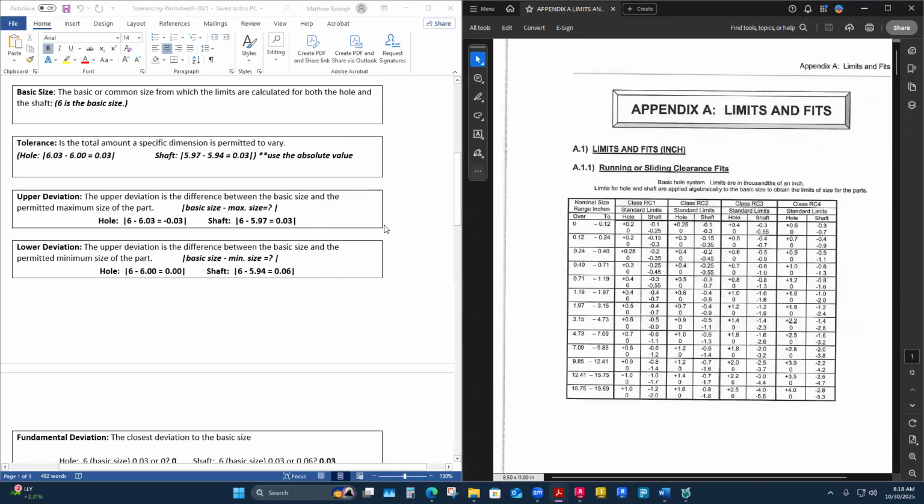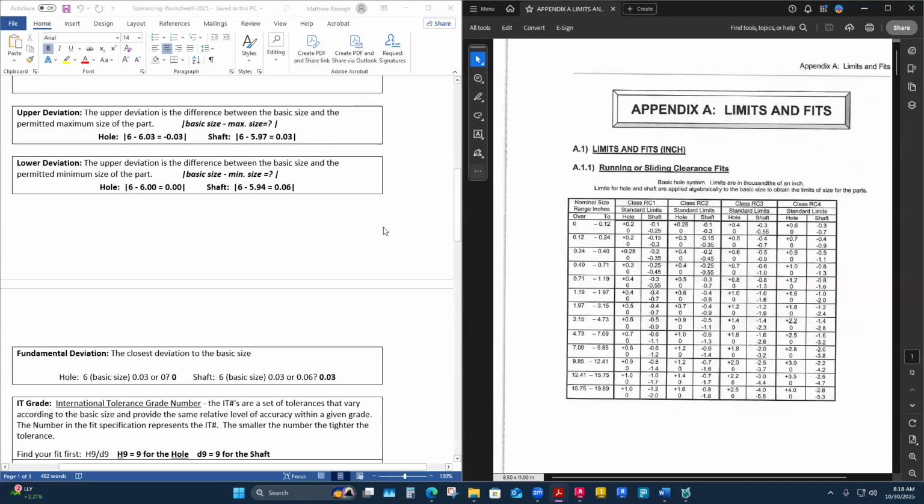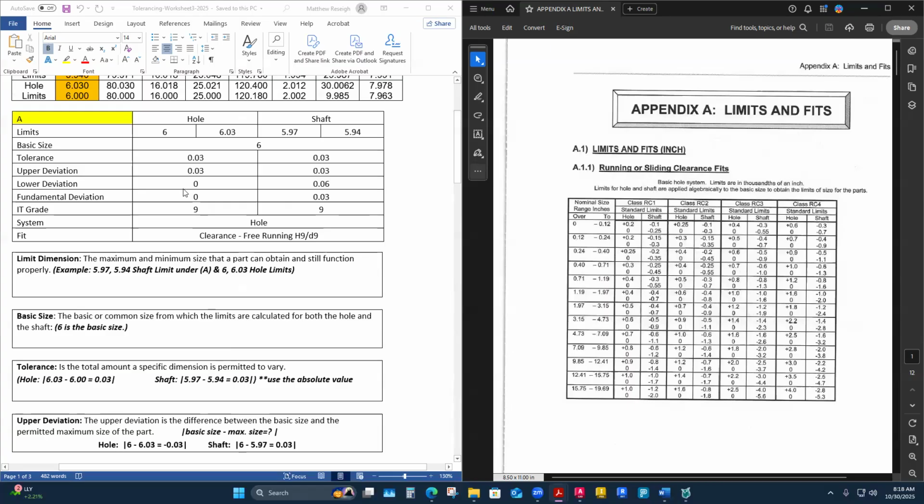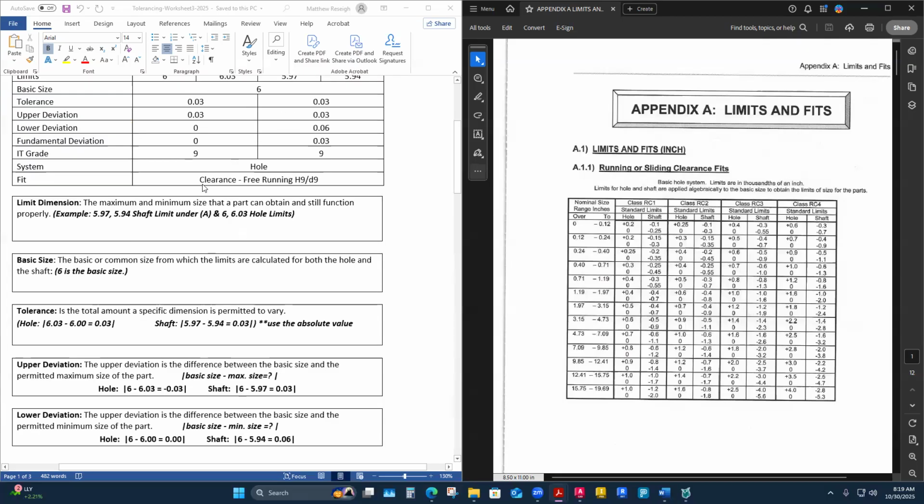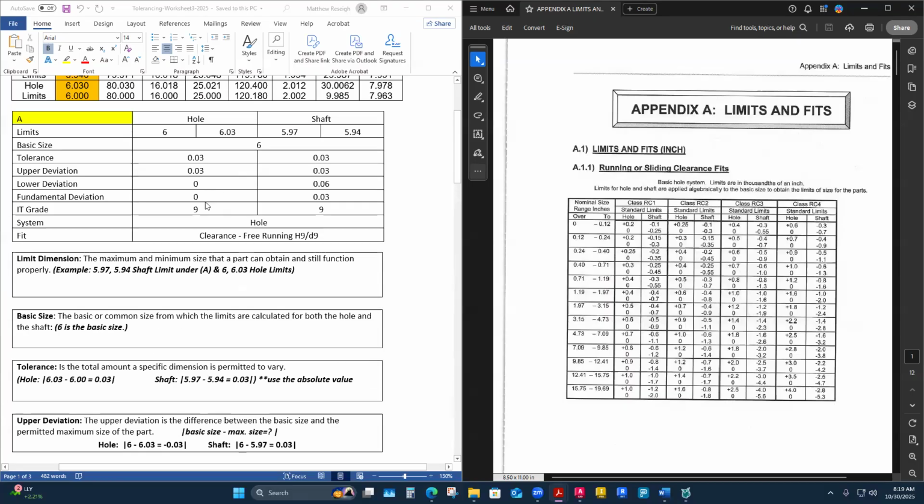And then we have the one that's a bit of an outlier. I always forget this. What this fundamental deviation concept is, is that it's the closest deviation to the basic size. So if I look at my two deviations on the hole, I have a 0.03 and a 0. So I picked the one that's for the fundamental deviation. I just picked the one that's closest to the basic size. So 0 is closest to 6. Essentially, it doesn't vary from 6 at all. So the lower deviation here is 0. Yeah, 0 is the fundamental deviation.